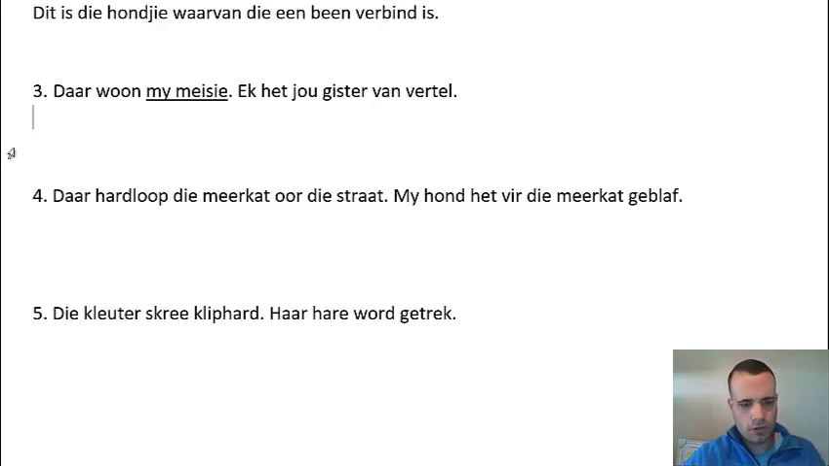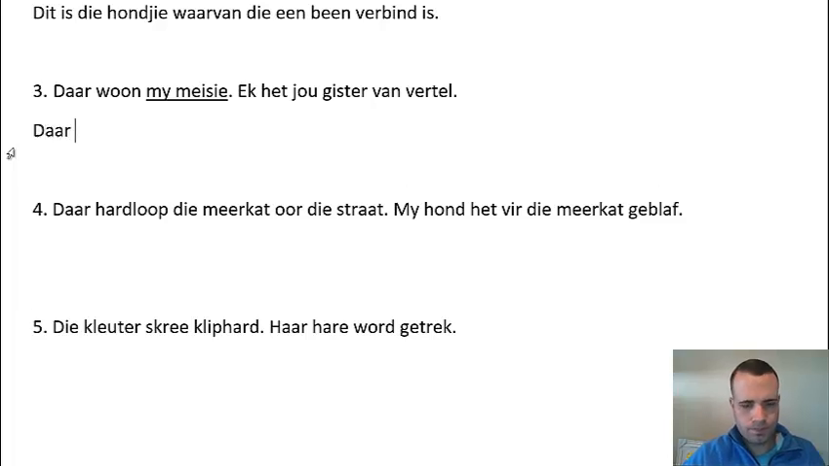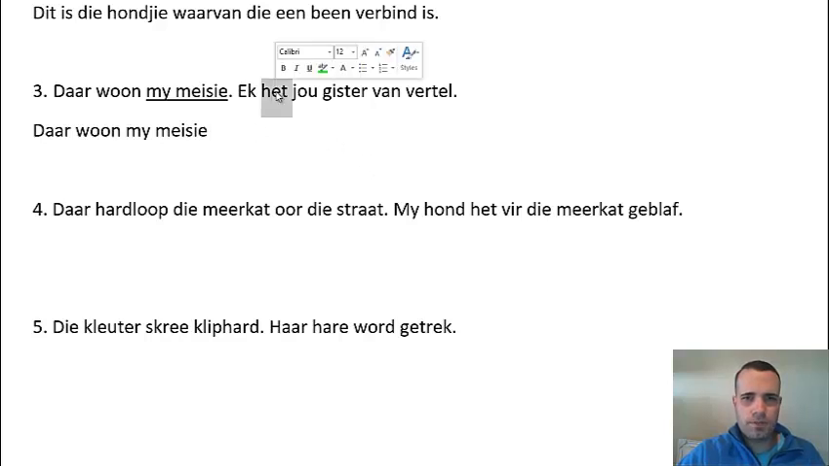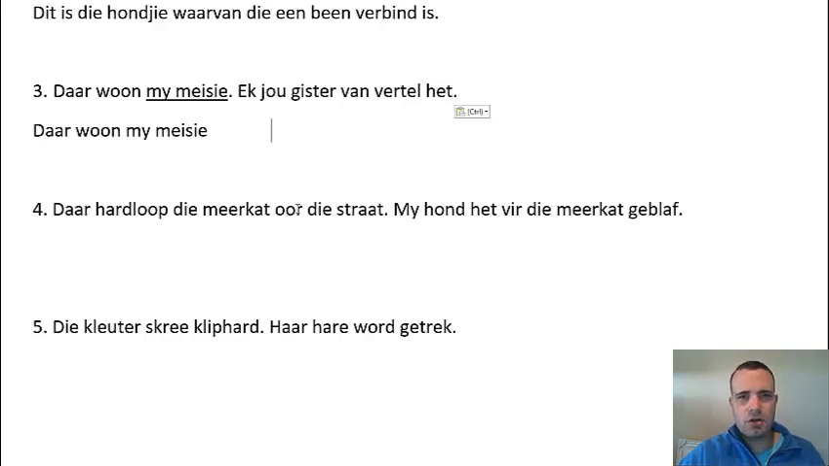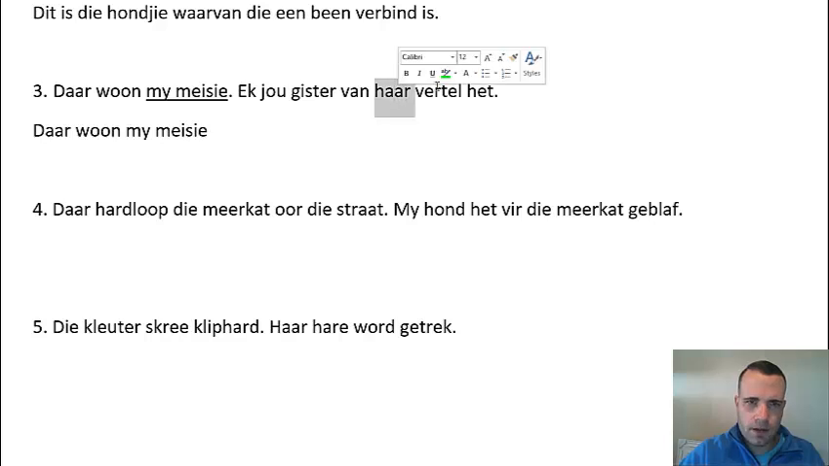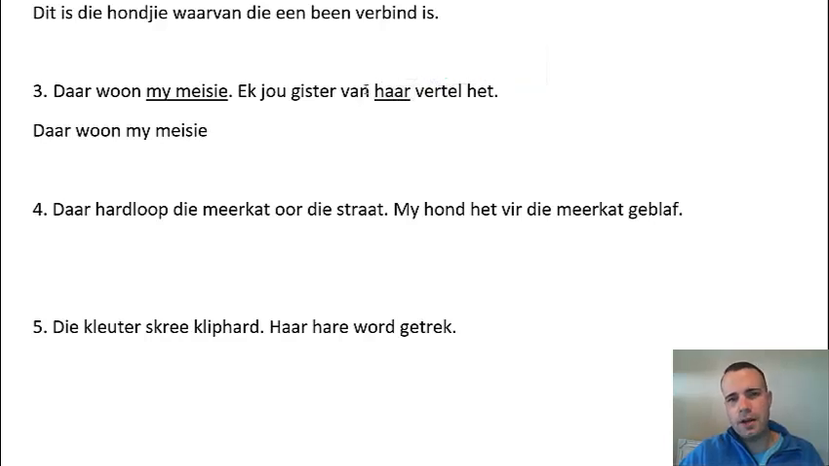If I can just get that. There we go. Daar woon my meisie. Okay. Copy up until after the underlined words in the first sentence. Daar woon my meisie. Now we're looking for the relative pronoun, and hang on, let's just move, don't forget to move the verb. That's the next step. Now ask yourself, is there a preposition in front of the underlined part in the second sentence? Remember, haar was there, okay, before we took it out.